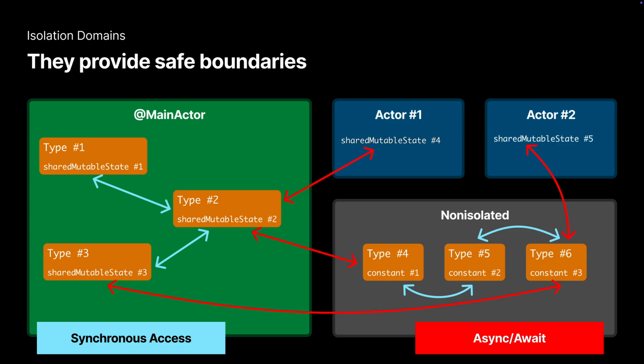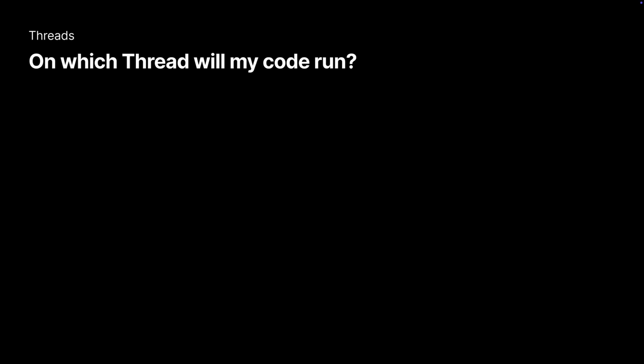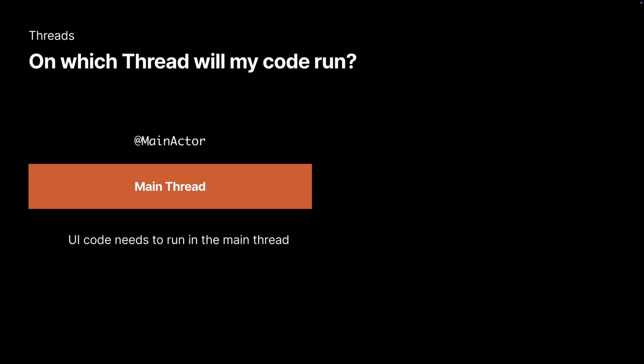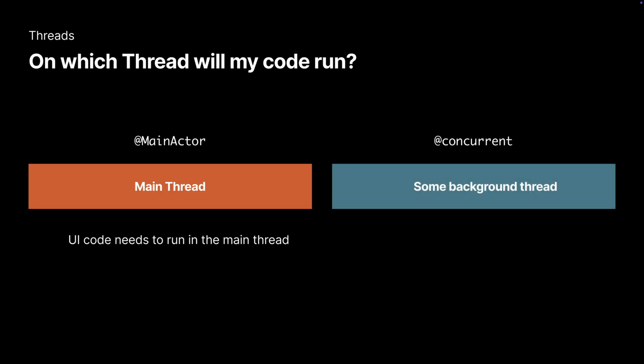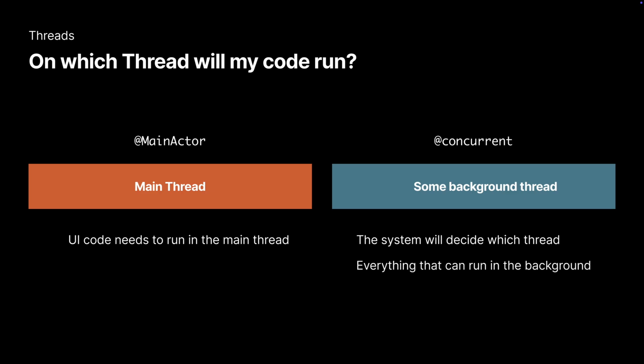When it comes to isolation domains, where does my code run? Threads. When we want to specify where our code runs, we can annotate our code with @MainActor to run on the main thread, which is where we want to run UI-related code. SwiftUI itself runs on the main thread. Add @concurrent. With this annotation, a task or a function will run on some background thread. The system will decide on which concrete thread, and it's great to offload expensive operations that could block your UI.